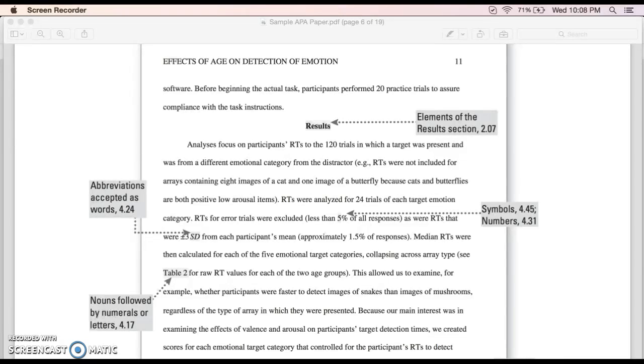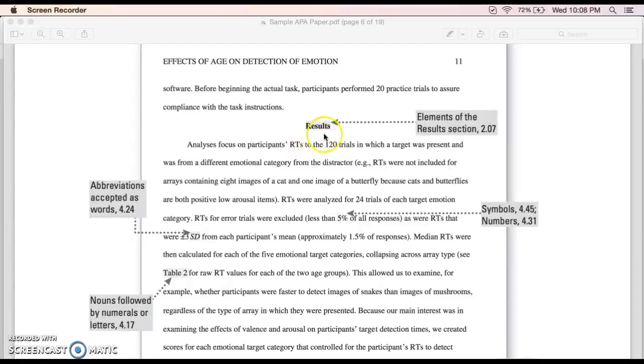The next example we'll look at is a sample APA paper, and this is in the correct APA format. Notice the double space. This is actually set up with the 1-inch margins. You'll even notice the running head at the top of the page. Note that it doesn't say running head. That's only reserved for the first page of your paper.